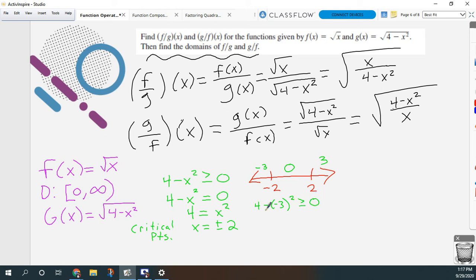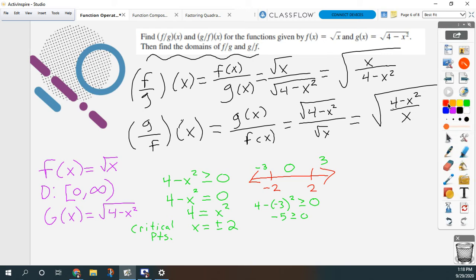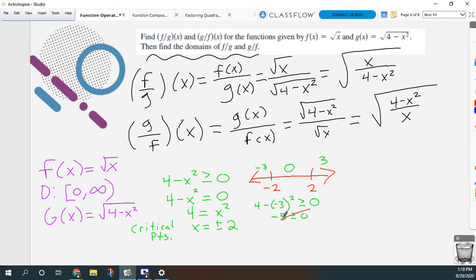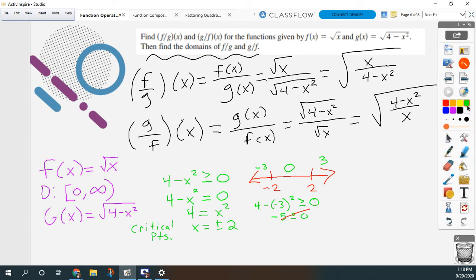So notice that when I plug this in, -3 squared gives me 9. 4 minus 9 gives me -5. So I get that -5 is greater than or equal to 0. So hopefully we notice that this is an untrue statement. So we know that we're not going to include that portion of our number line in our final answer.